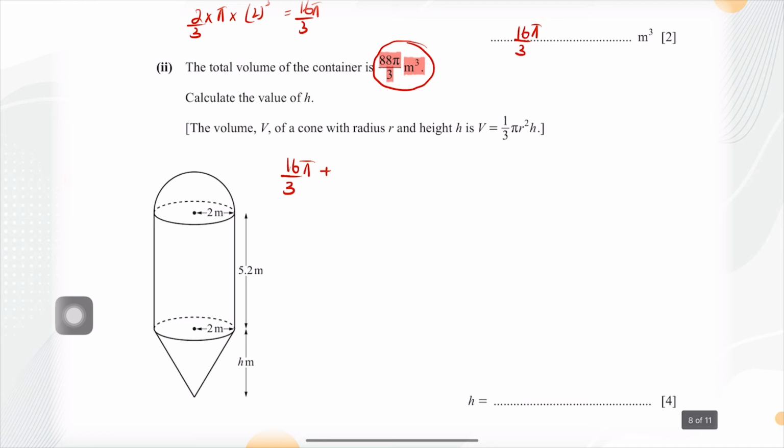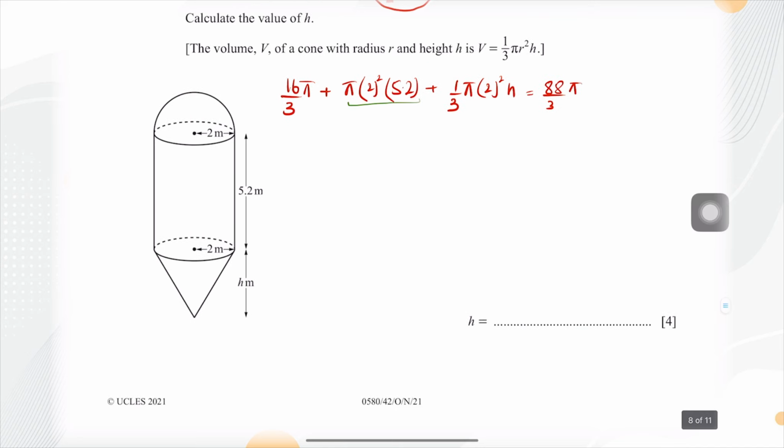Then we calculate the volume of the cylinder, which would be pi r square h. So pi into 2 square into the height, which is 5.2, plus the volume of a cone, which is 1 upon 3 pi r square h. And this is equal to 88 upon 3 pi. So basically, this becomes 20.8 pi plus 4 upon 3 pi h plus 16 upon 3 pi, which is equal to 88 upon 3 pi.